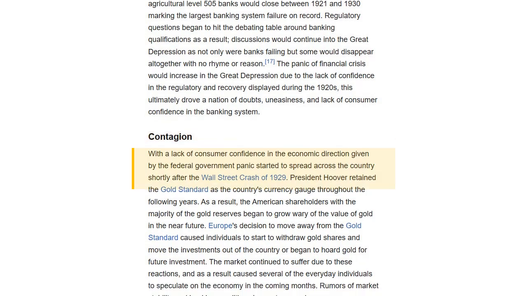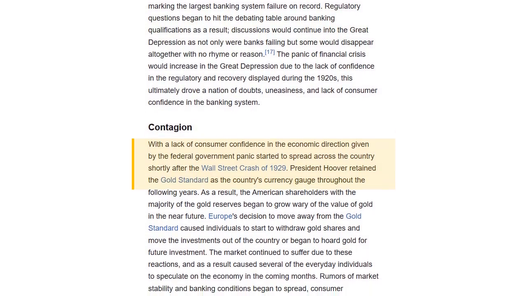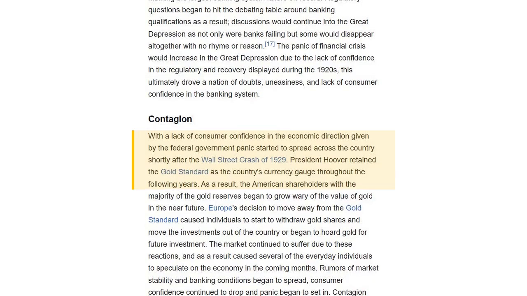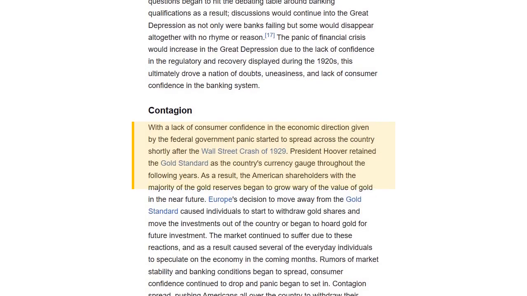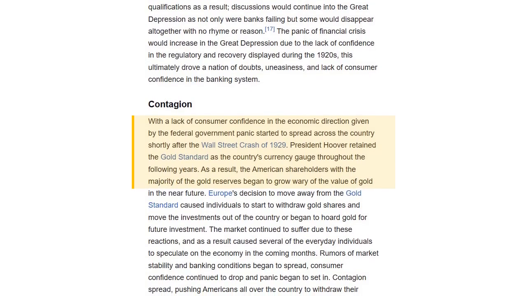Contagion. With a lack of consumer confidence in the economic direction given by the federal government, panic started to spread across the country shortly after the Wall Street crash of 1929.